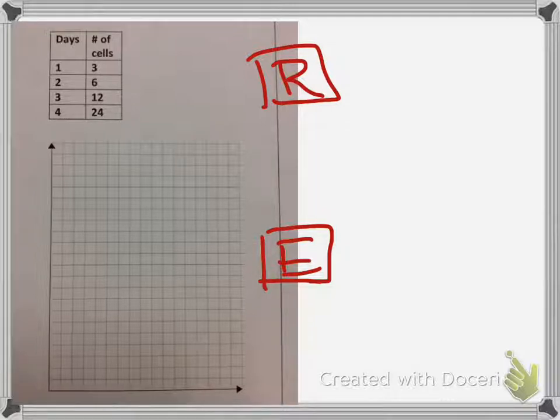This next one is a table of values again. So let's just graph it and see what it looks like. Our ordered pairs are 1, 3, so we're over 1 and up 3. We're over 2 and up 6. We're over 3 and up 12. And then we're over 4 and up 24.